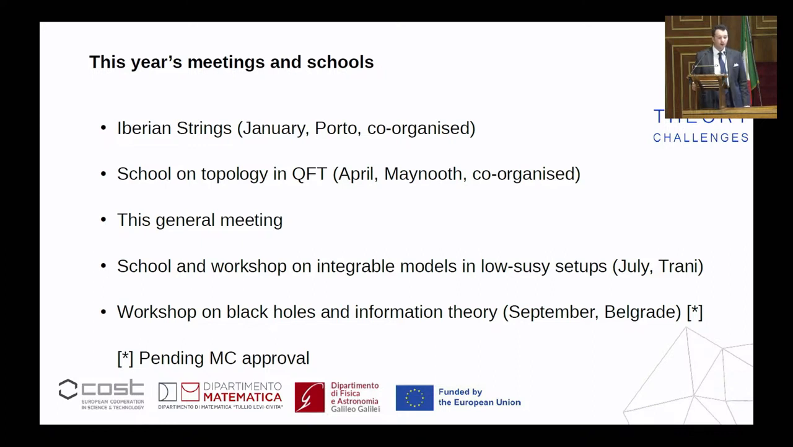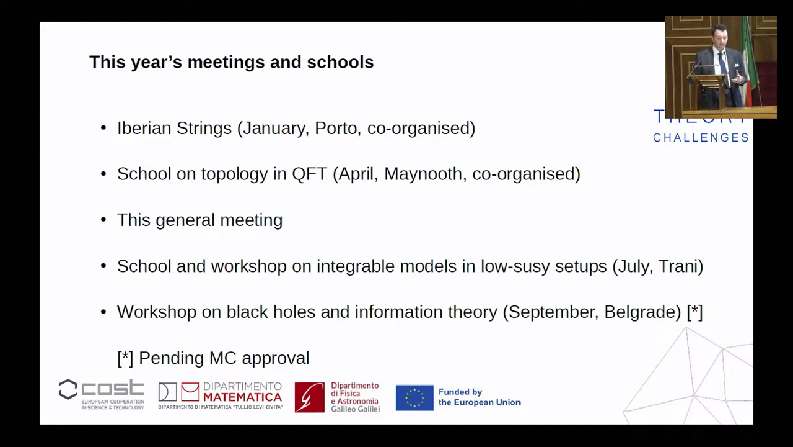Another meeting that was already set up was a school on topology in quantum field theory and quantum mechanics, which took place just in April in Maynooth with about 60 people attending. That was also an event that had been planned before. And then there are events that were not really supposed to take place, but we created ad hoc for the action. And the most important one is, of course, this general meeting, as well as a smaller workshop this summer in southern Italy.